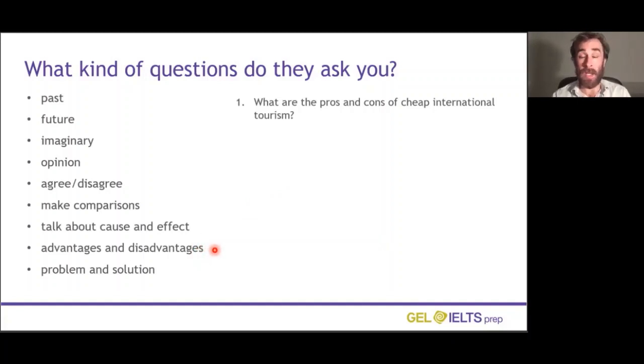There are many synonyms of advantage and of disadvantage, and it's good to try and learn these. Pros and cons are two examples of synonyms. So in this question, you should list some of the positive aspects of cheap international tourism and also mention some of the negative aspects of it. Now I'm going to show you some more questions. I would like you to decide which of these categories these questions fall into. It could be one or maybe two categories.